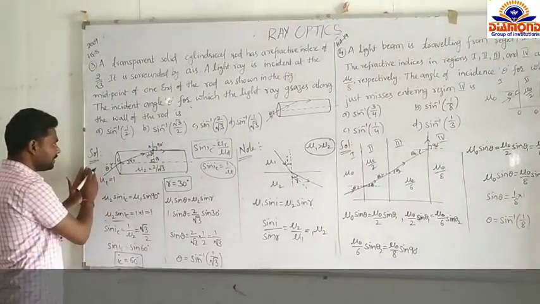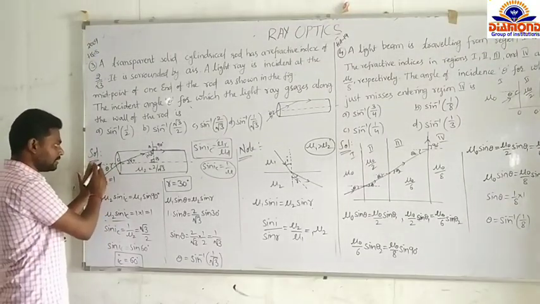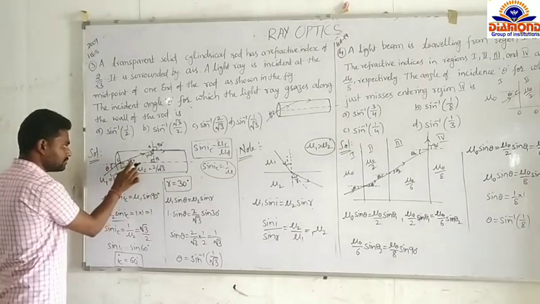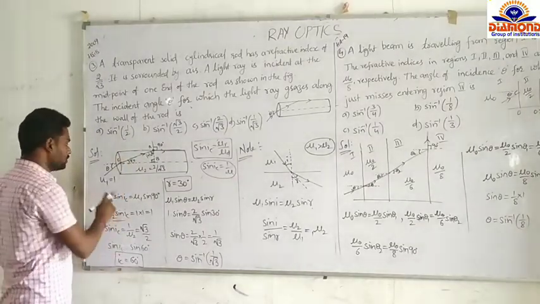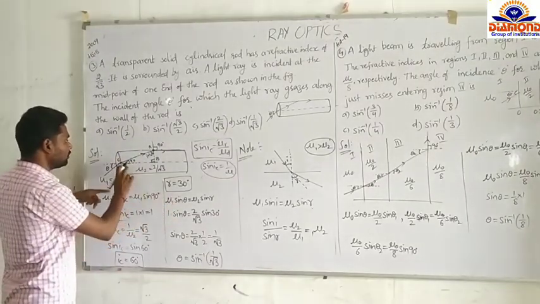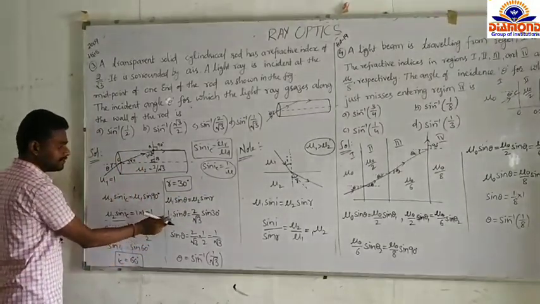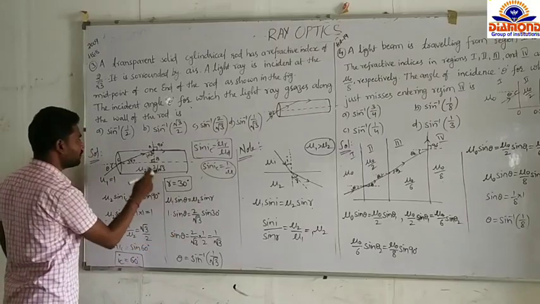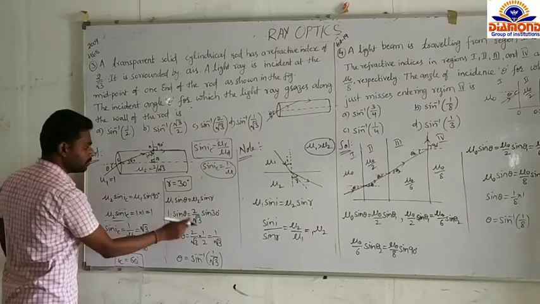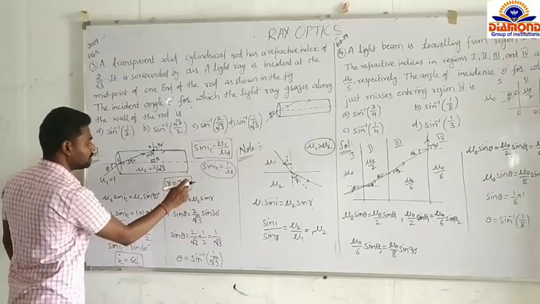That means refractive index in this medium into sine of angle in that medium equal to the refractive index of this medium and sine of angle in that medium. So mu1 sine theta equal to mu2 sine r. So mu1 is nothing but the air's refractive index, 1, sine theta equal to mu2, the refractive index of cylinder, 2 by root 3, into sine r, we got 30 degrees.